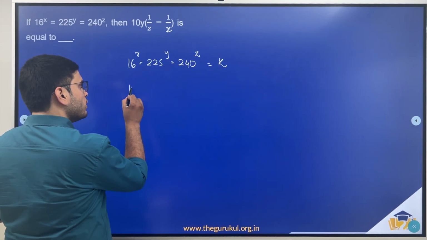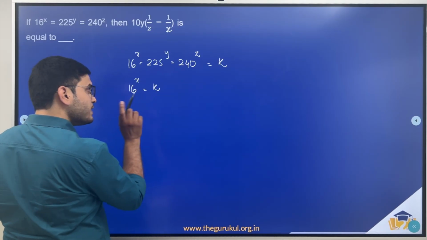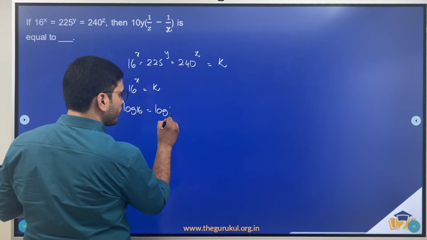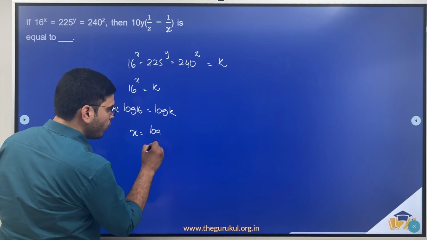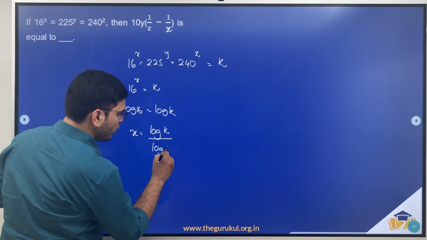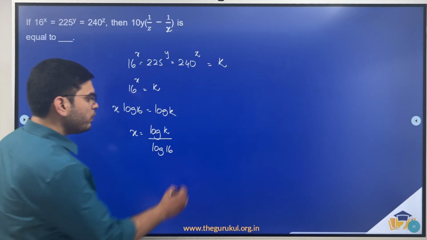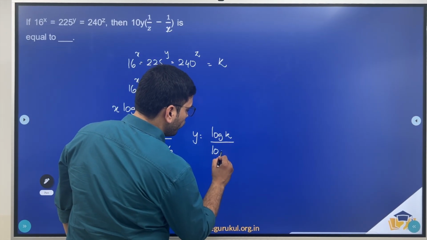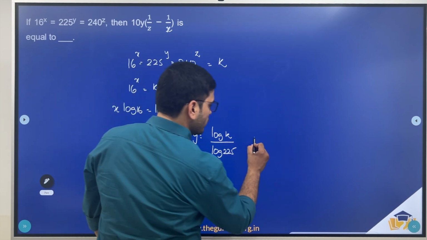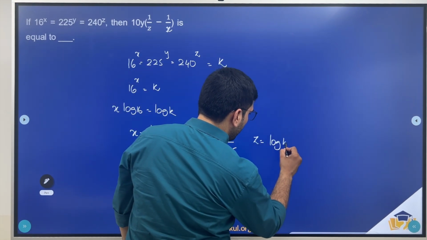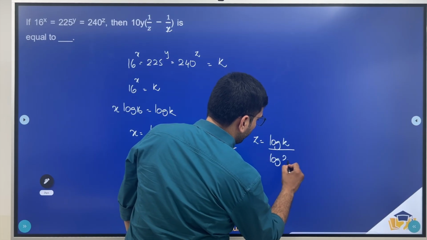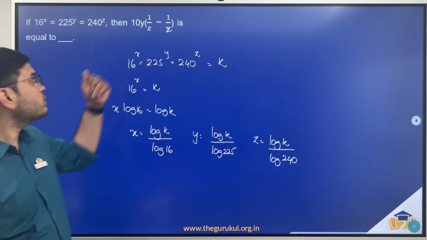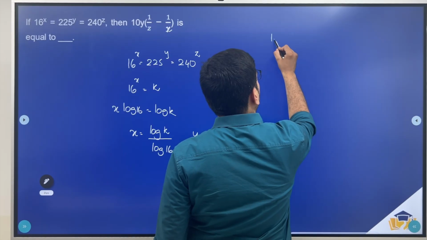So first what I'll do is 16 power x is equal to k. I'll be considering this and I'll apply log. So this becomes x log 16 is equal to log k, or x becomes log k by log 16. Done. Now similarly, the value of y would be log k by log 225, and z would be log k by log 240. Done. Now we have the values of x, y and z. Now let's substitute these values in the given expression. Right. So we should be finding 10 into y.